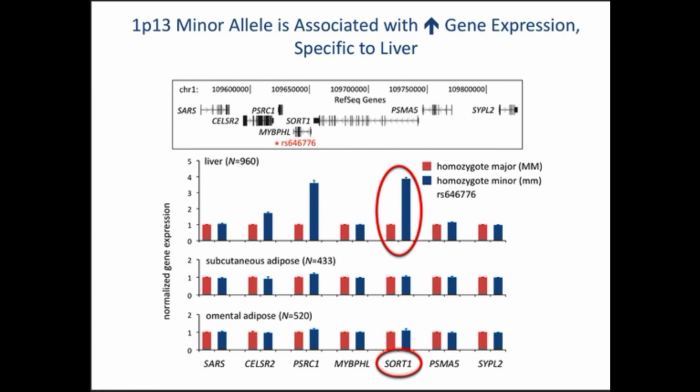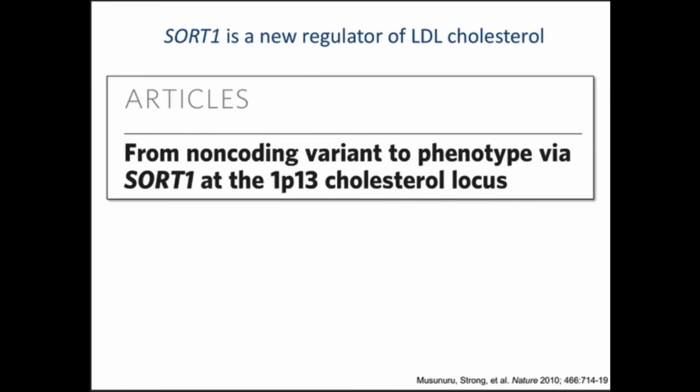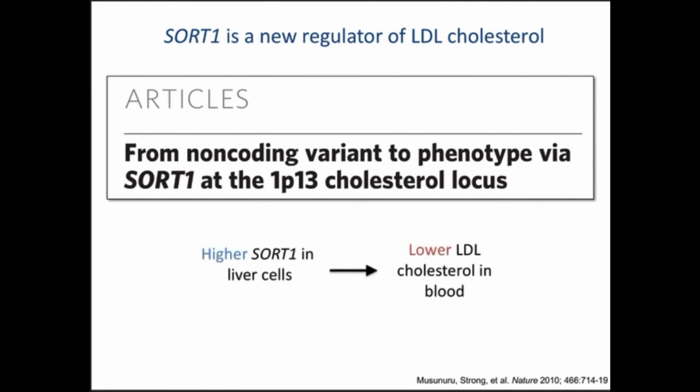And I've highlighted one of them, SORT1, and I've highlighted it because, to make a really long story short, we figured out that SORT1 was the principal player in this. This gene, sortilin, which is really well named, sorts things at the ER to either lysosomal destruction or to the surface. And so if you have higher expression of it, you actually get lower levels. Higher SORT1 gets lower LDL.